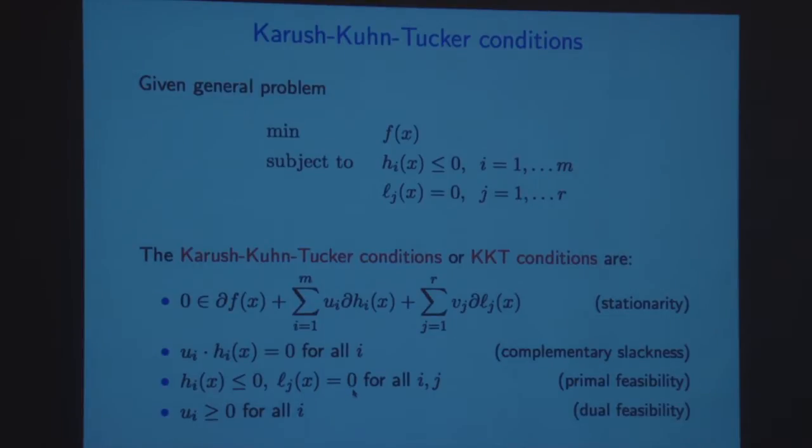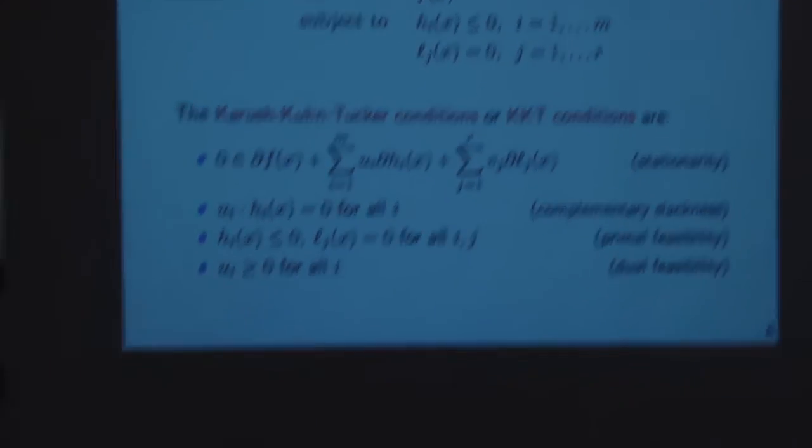The last two sets of conditions are just feasibility conditions. There's a primal feasibility condition which says that x has to satisfy all of these inequality and equality constraints, and the dual feasibility condition is very simple. It's just that u_i is bigger than or equal to 0 for all i. So we say that a triplet x, u, and v, or a pair, primal x, dual (u, v), satisfy the KKT conditions if the following four conditions hold with those three variables. Okay, so it's a condition on x, u, and v.